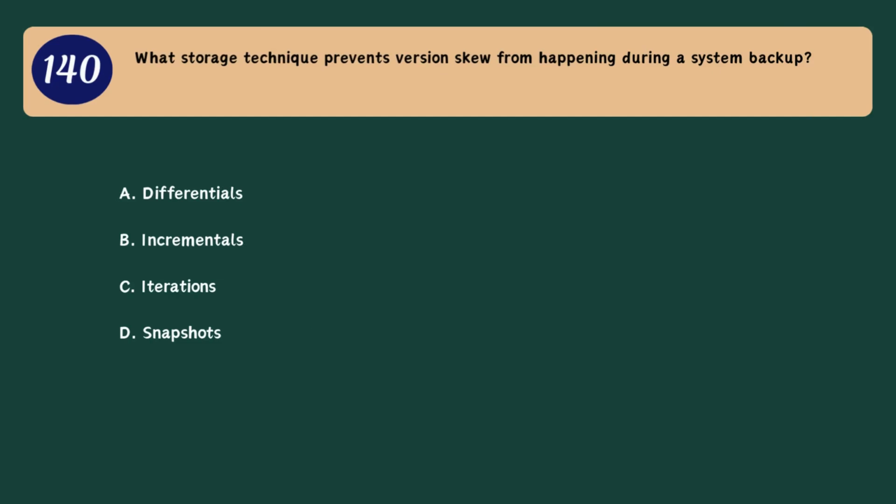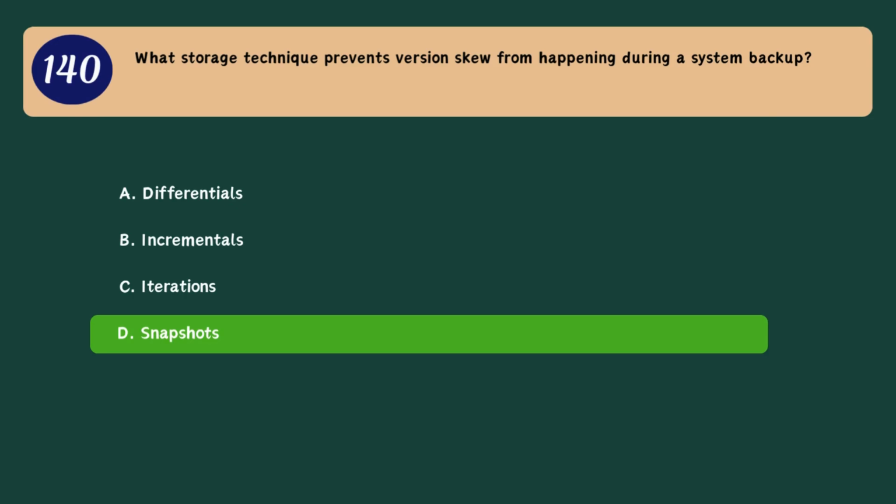Question 140. What storage technique prevents version skew from happening during a system backup? A. Differentials. B. Incrementals. C. Iterations. D. Snapshots.